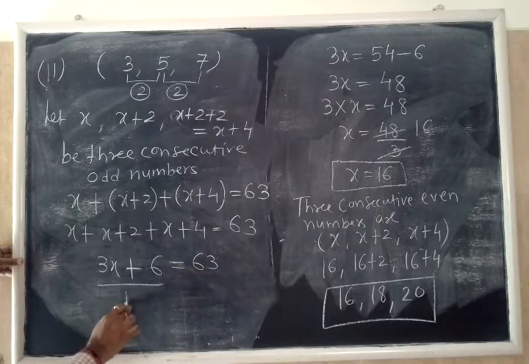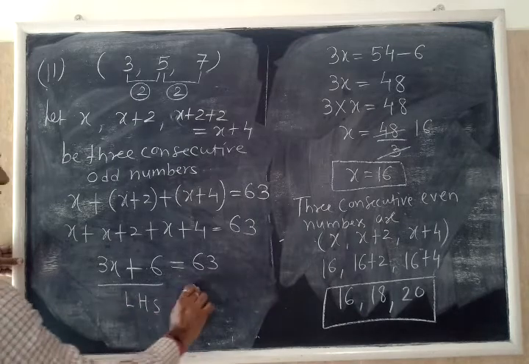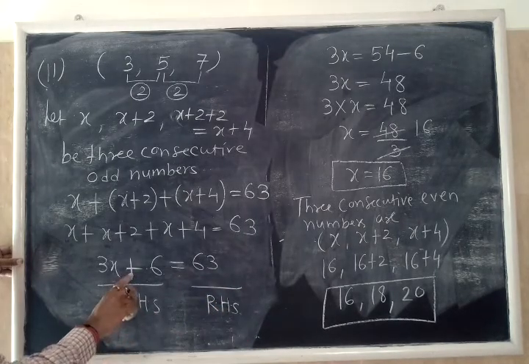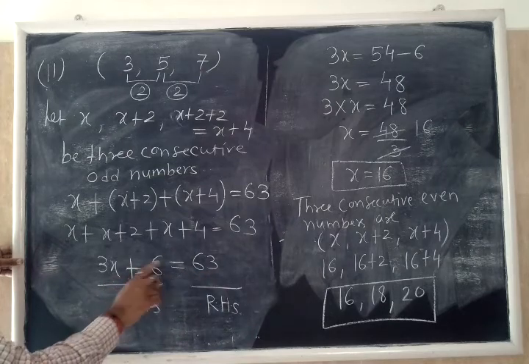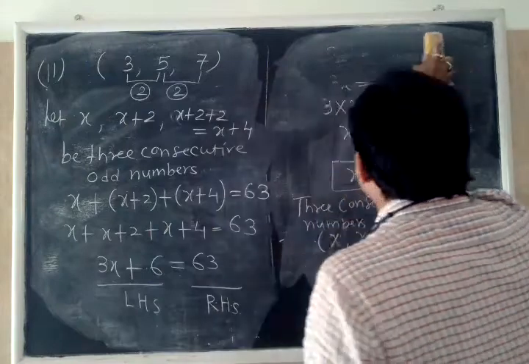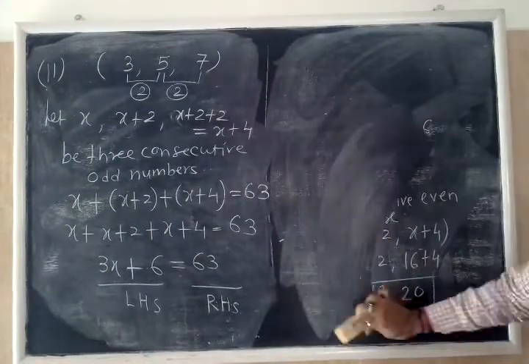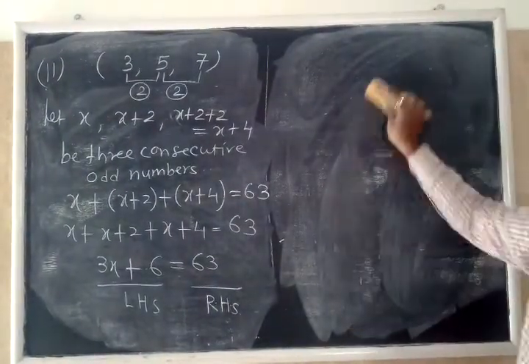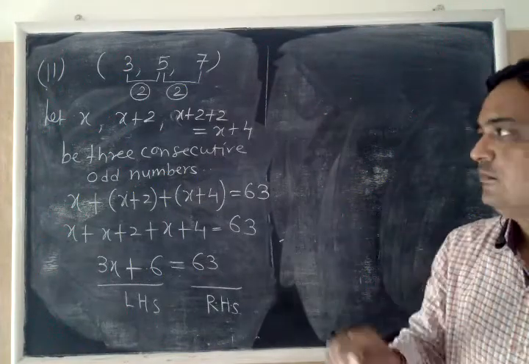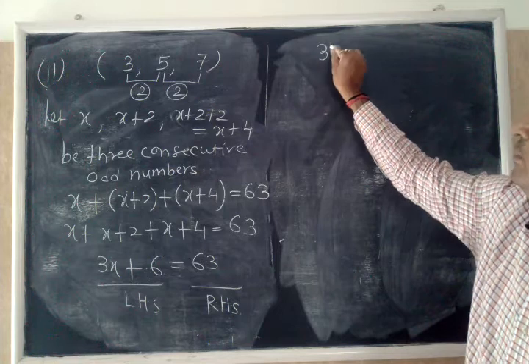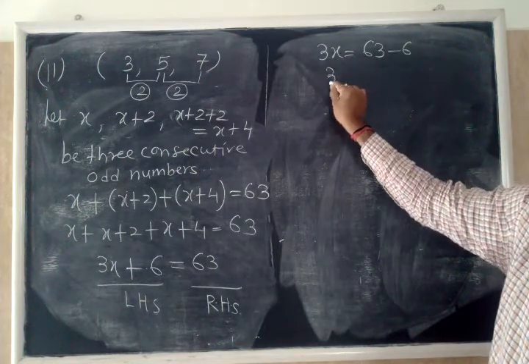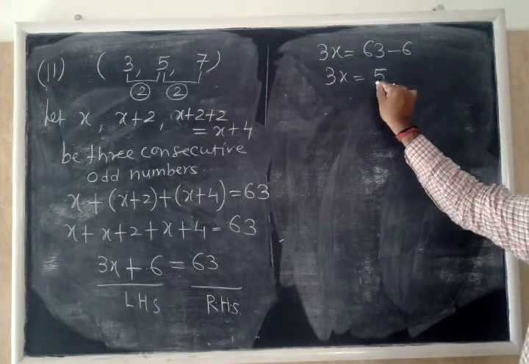So this is my left hand side and this is my right hand side. On the left hand side it is plus 6. So when I take plus 6 to the right hand side, it will be minus 6. So 3x is equal to 63 minus 6. So 3x is equal to 57.